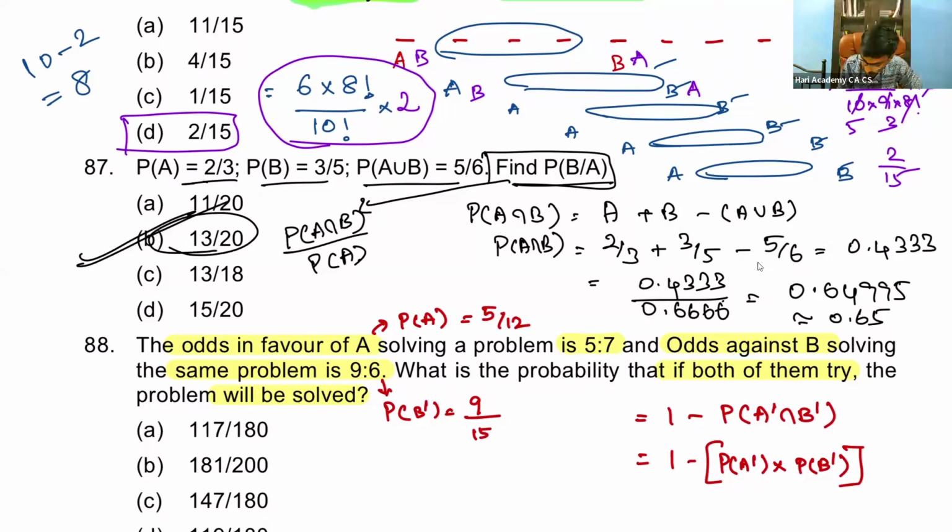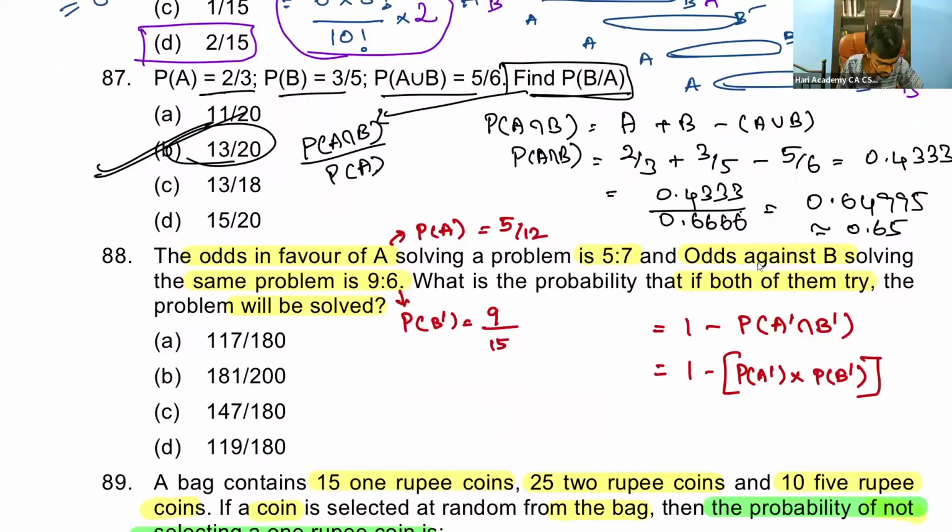Directly do it in a calculator. Minus what do you do? What value are you getting? The final value. Approximately you are getting 0.65. Right? Go and check with your options.